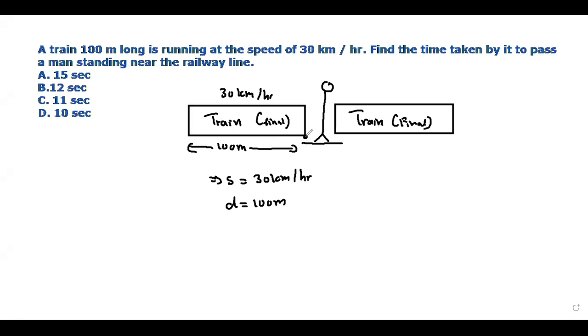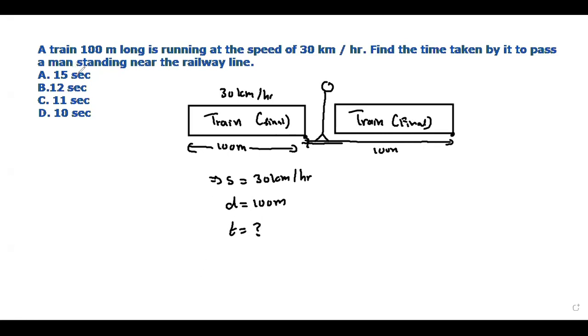Any point to pass that man, it has to cover that much distance. All right. The length of the man is negligible. So it is 100 meter, from any point to any point it will be 100 meter. So that is why distance is 100 meter. So we are told to find the time taken.